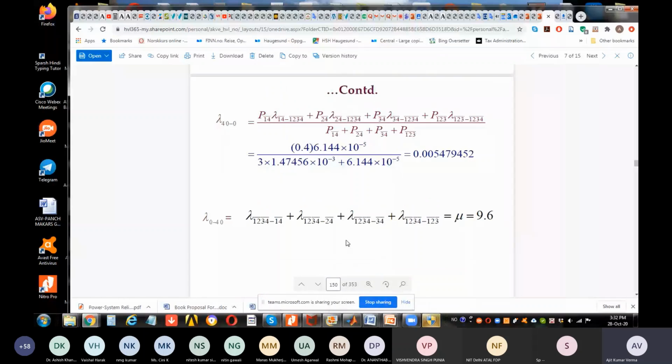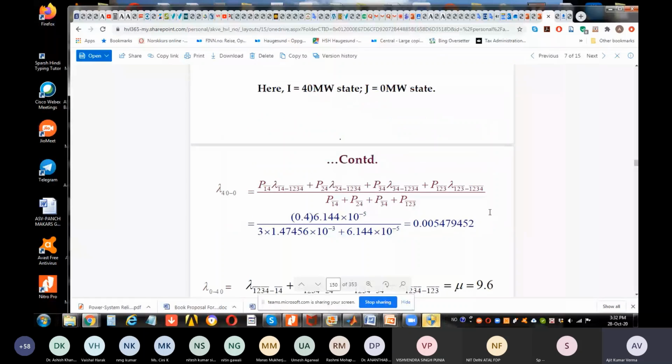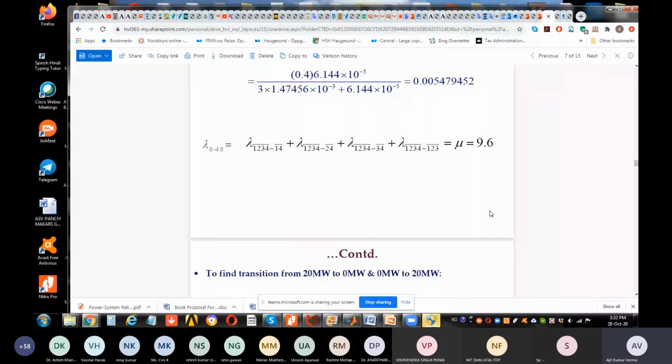Of that state, so all of them disappear. So you're just left with mu, which is 9.6. So we have been able to deal with 40 to 0 and 0 to 40. Now we are simply left with 20 to 0 and 0 to 20.